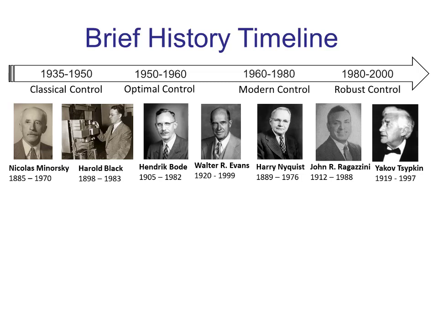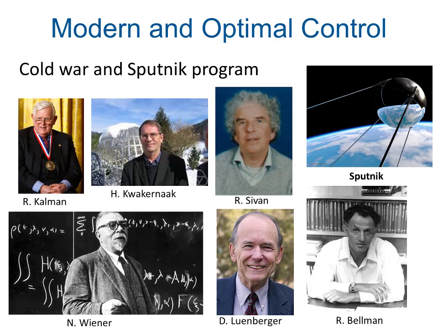Walter Evans developed the root locus. Nyquist developed many different things, including the Nyquist criterion for stability, and also the Nyquist frequency for sampling in signal analysis, named after him. Now, Ragazzini was developing digital controls with his students. Jakob Zipkin also was developing digital controls. And now, modern control was developed by many different people.